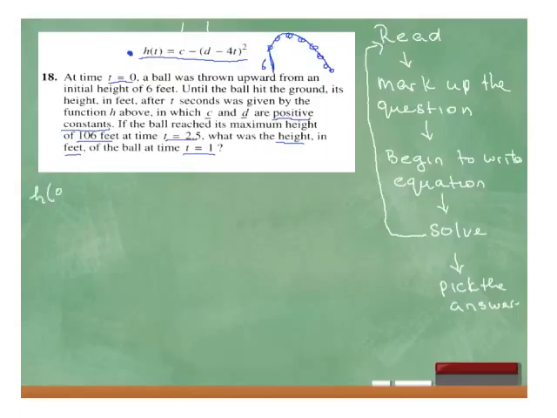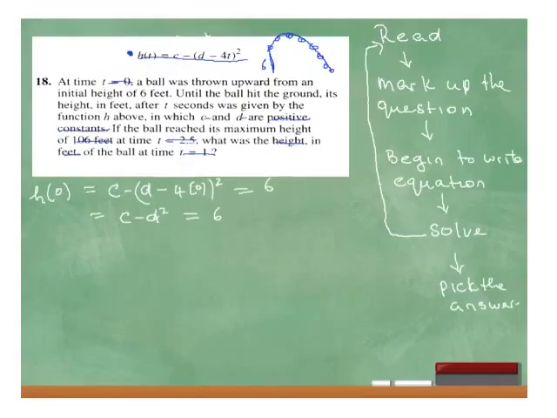When time is 0, C minus (D minus 4 times 0) squared is equal to 6, which means C minus D squared is equal to 6. I want to do something right here for myself. I might need it later, okay? So let me create myself some space above the question.